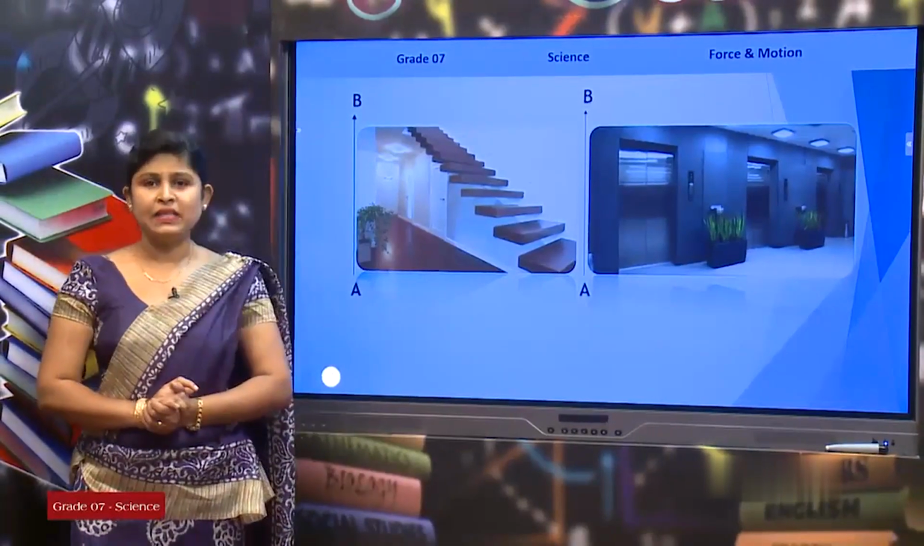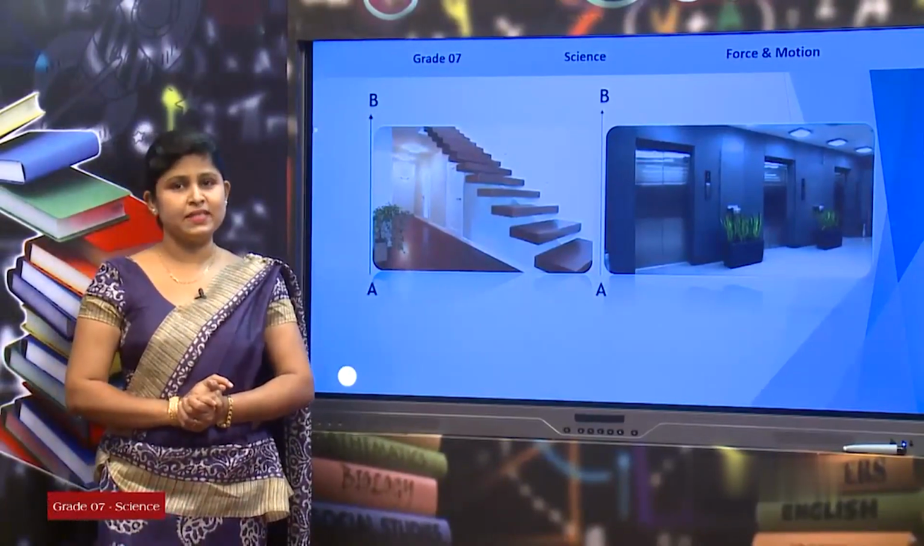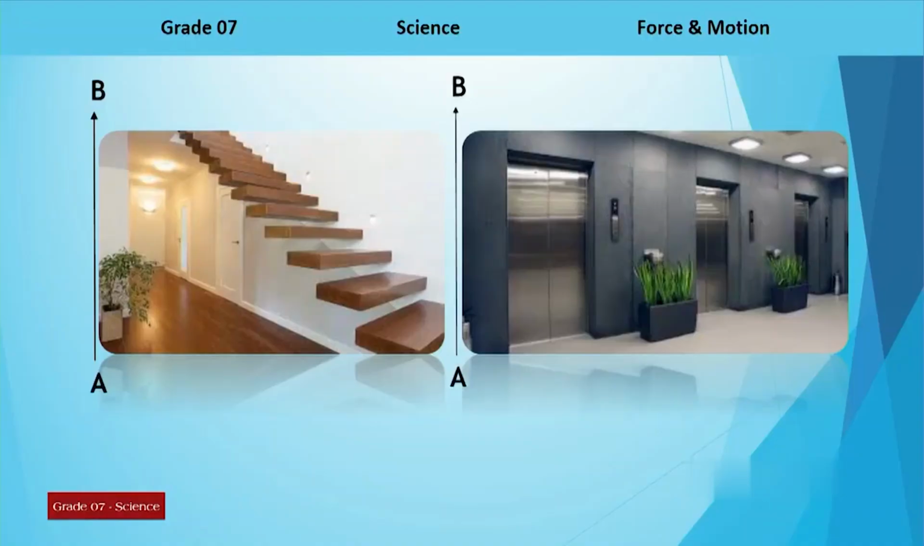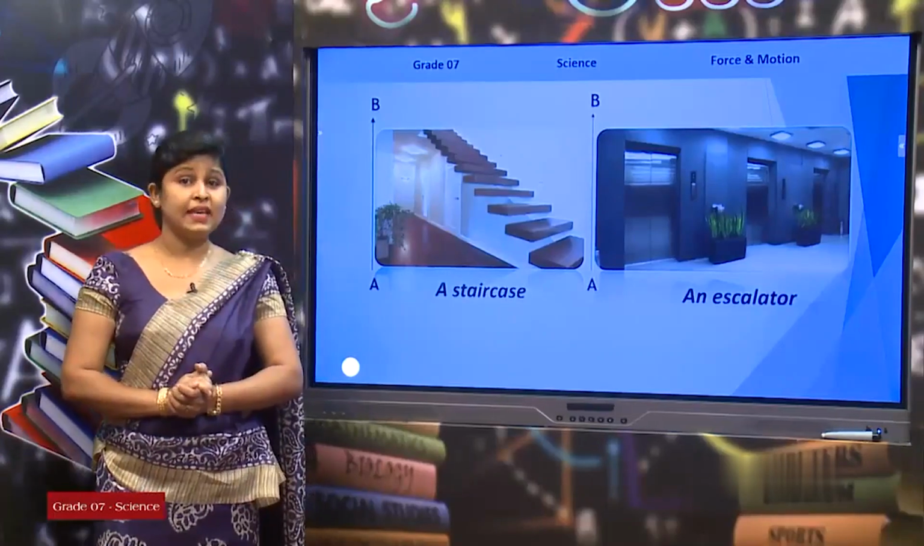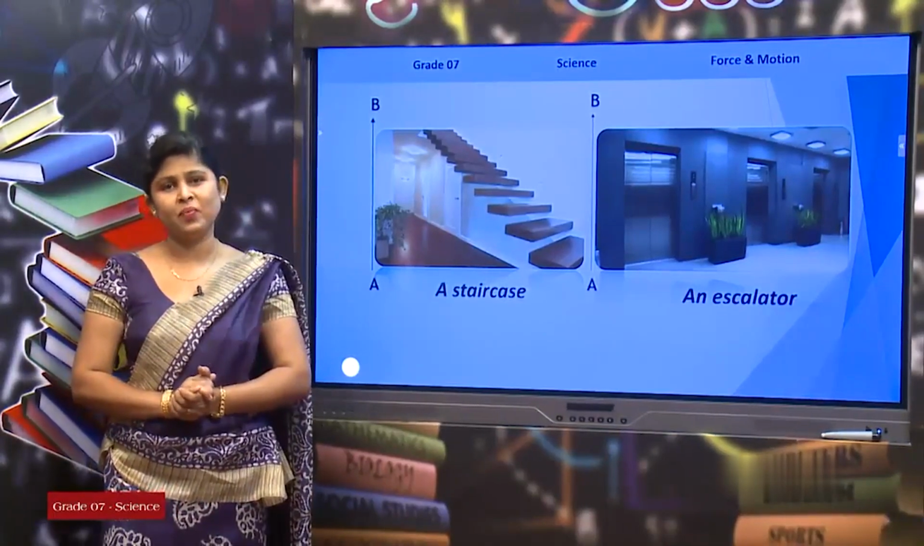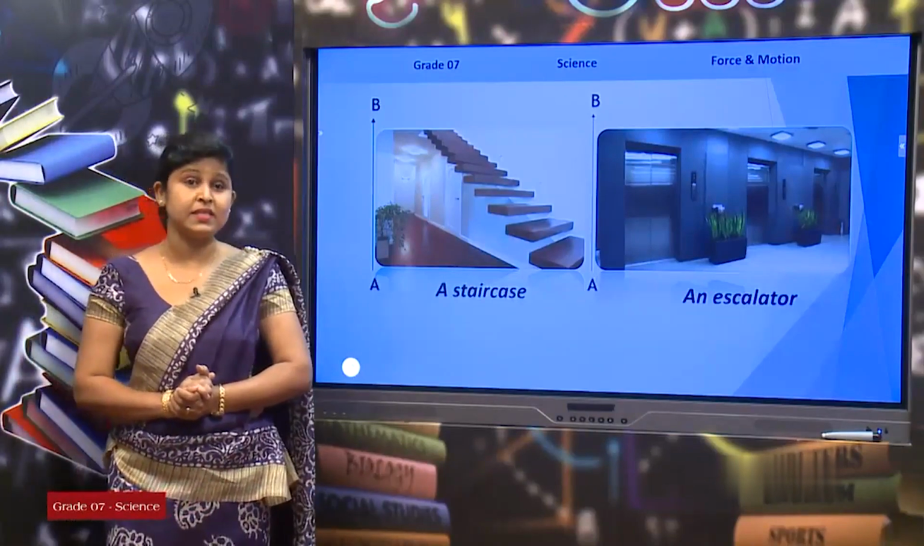Right. Look at the pictures given on the screen. You can easily identify the pictures. What is the first picture? Yes, the first picture is a staircase and the second picture is an escalator. Normally we call that lift. Right. Now you can recall an instance where you use a staircase as well as an escalator to go to the top floor of a multi-storied building. Right? I think you have experiences.